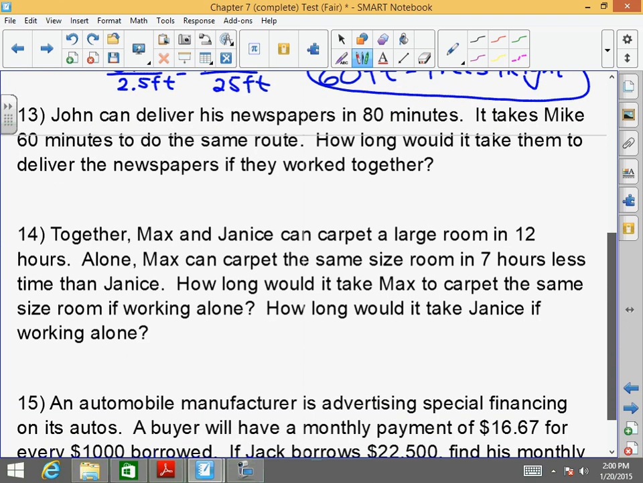13. John can deliver newspapers in 80 minutes. It takes Mike 60 minutes to do the same route. How long would it take them to deliver the newspapers if they worked together? Well, we set up a table, like always. Rate times time equals work done.